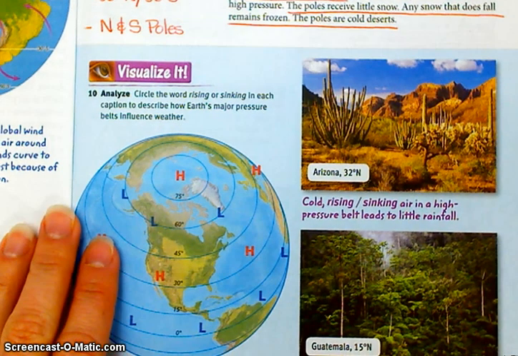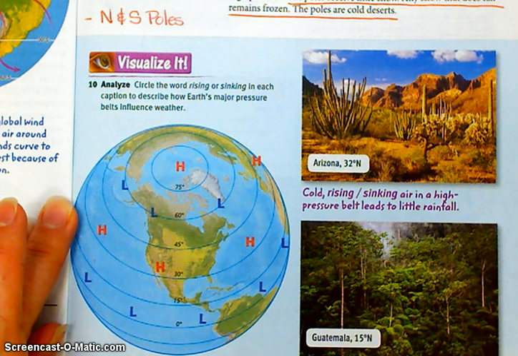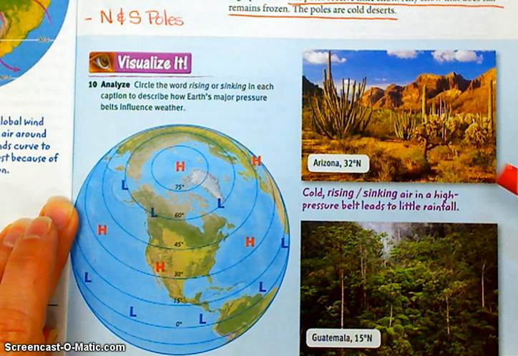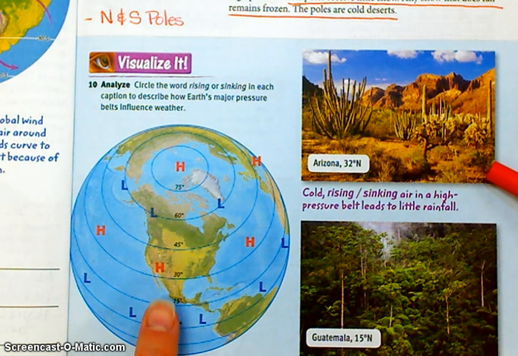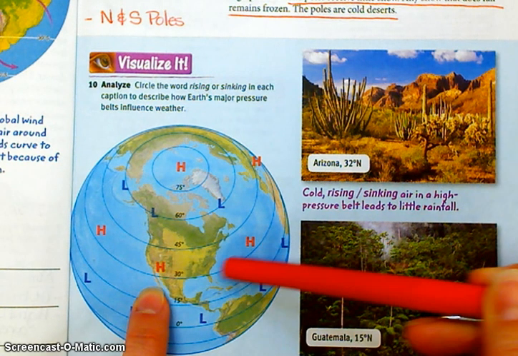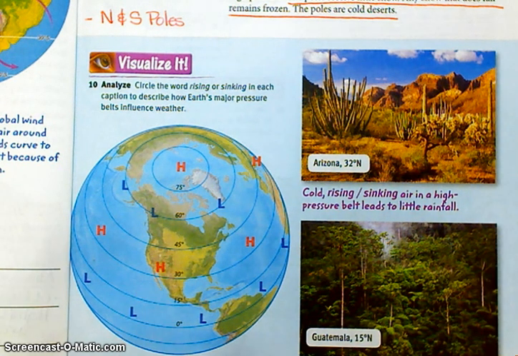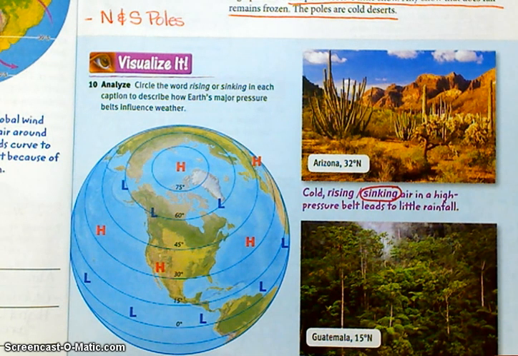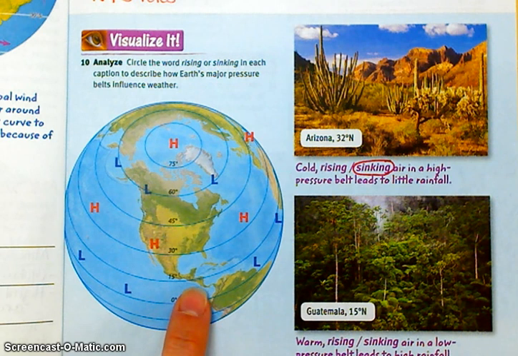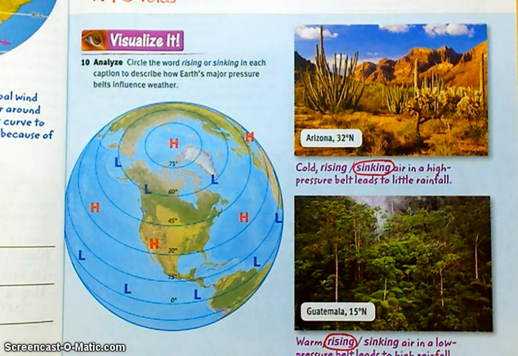Down here it says visualize it. Circle the word rising or sinking in each caption to describe how Earth's major pressure belts influence the weather. Arizona at 32 degrees north, remember, at 30-ish, you're going to have generally sinking air and high pressure. Guatemala is further down here. It's not at the equator, but it's close. Generally, we're going to have rising air, lots of cloud formation, lots of rainfall.